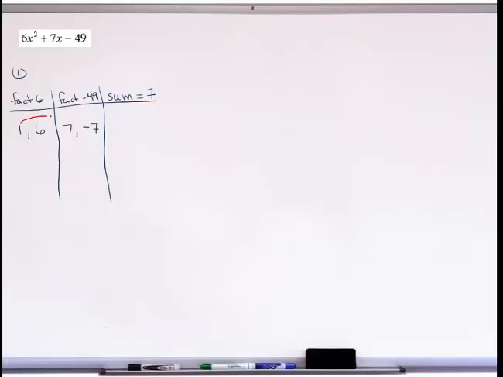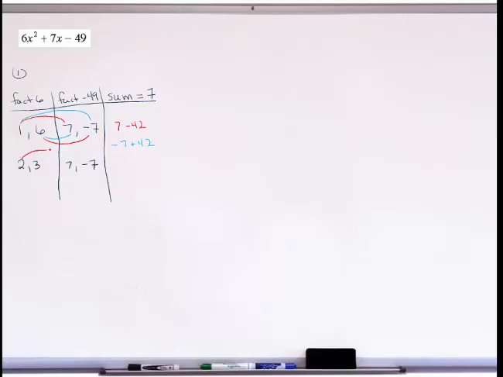So I'll try 1 and 7 and 6 and negative 7, and I will get 7 minus 42. This is not 7. So then I will try 1 and negative 7 and 6 and 7, and I will get negative 7 plus 42. That also doesn't work. So next I'm going to try 2 and 3, and I'm still going to work with the 7 and the negative 7.